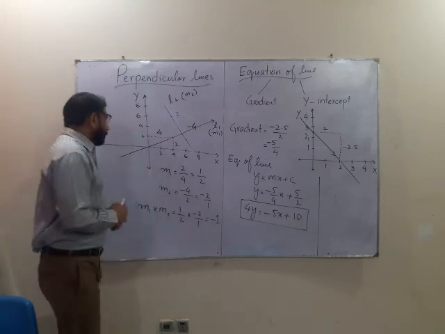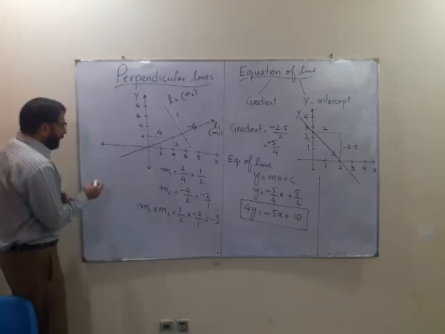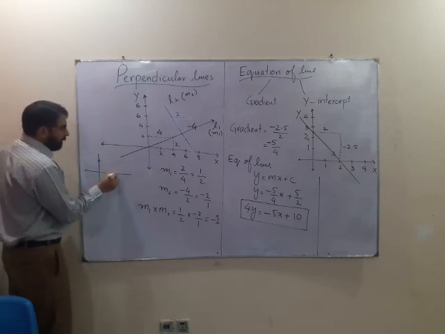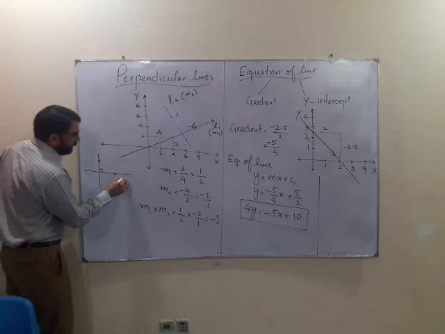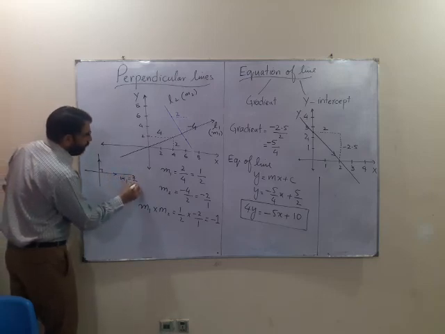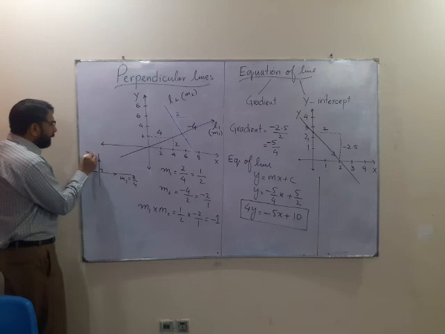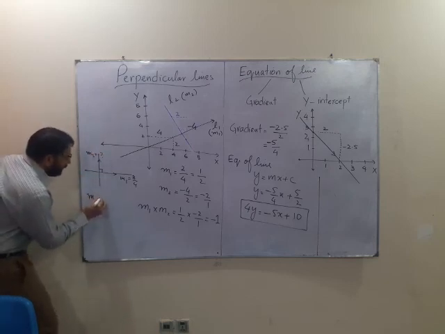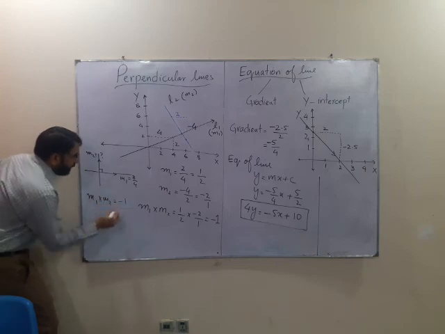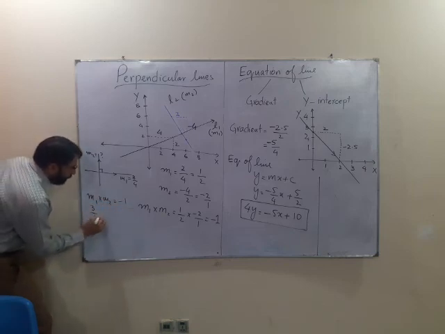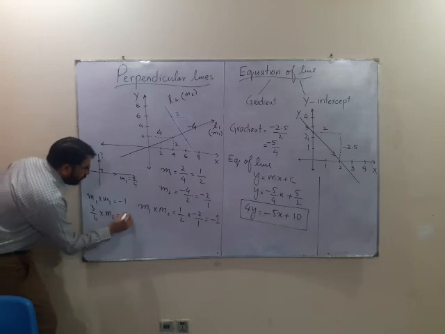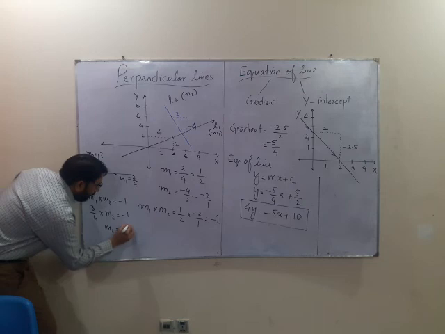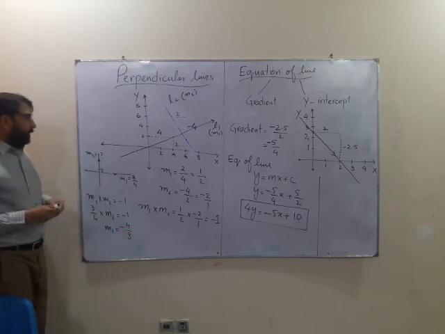In short, what we do in the questions, if two lines are perpendicular to each other, for example, this is having a gradient of 3 over 4. What will be the gradient of M2? We know M1 times M2 equals minus 1. So 3 over 4 multiplied by M2 equals minus 1, which will be shifted to the other side and we take it as minus 4 over 3.